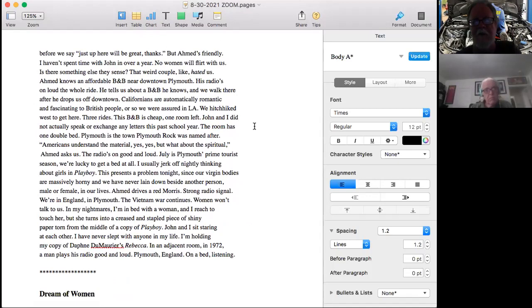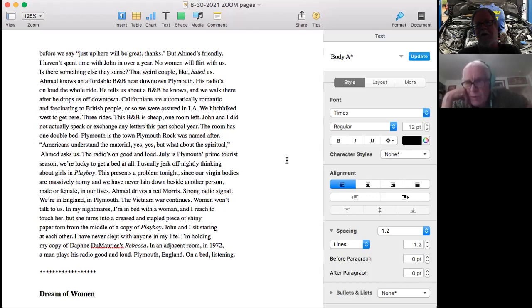Right, on loud. These are my reactions. The radio's good and loud. That's an excellent question. I will have to think about that. I don't have any strong reason for using the word on there. It might be expendable. Ahmed asks us, the radio's good and loud. Removing that beat might make it move more quickly. It might change the music. I will do that. Thank you very much.